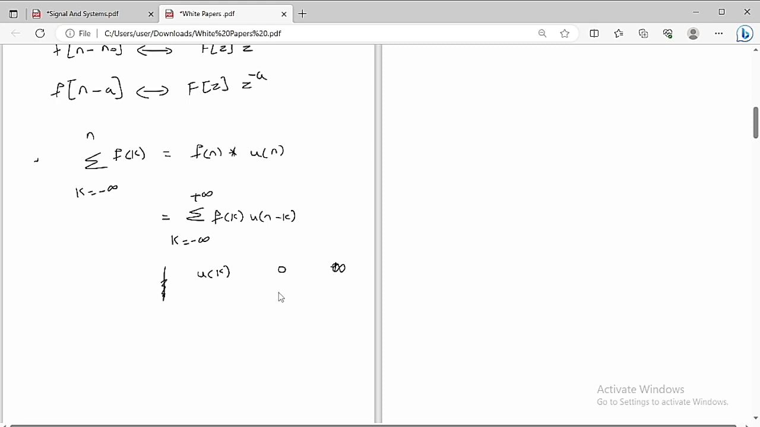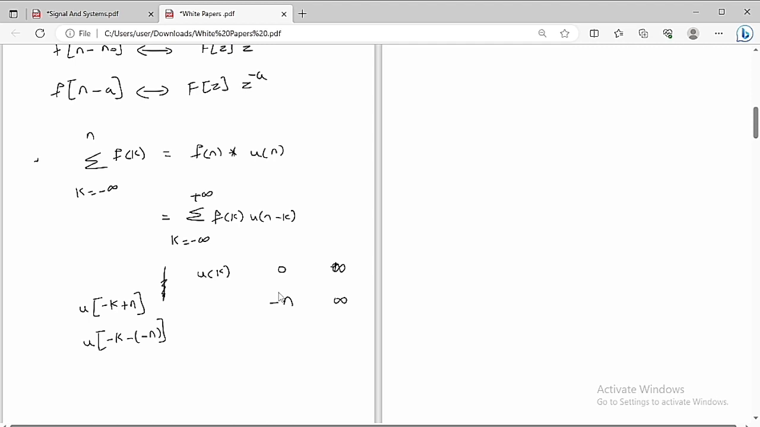Then u of n minus k you can write as u of minus k plus n, because here k is the variable. So what property can I apply? I can apply the shifting property. For f of t minus n, we add minus n to the initial position as well as the final position. So 0 minus n is minus n, and infinity minus n is infinity only. Now the initial point has become minus n.